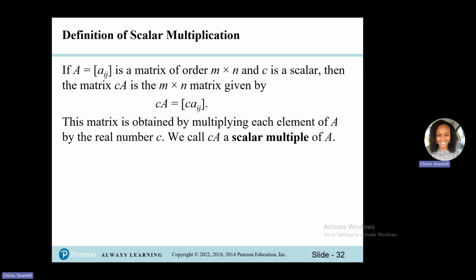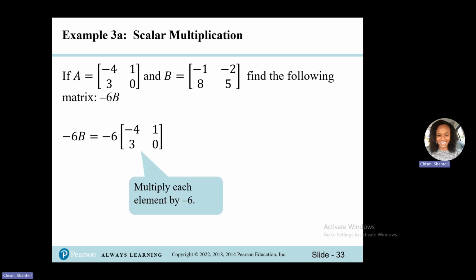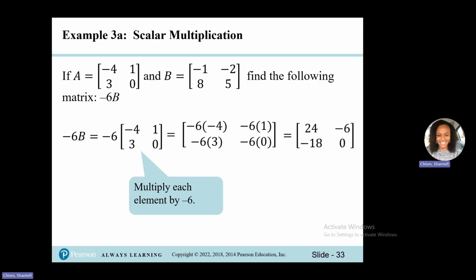Scalar multiplication, again, we looked at that. It's just where you're multiplying every element of the matrix by a constant. There you've got an example. Multiply each element by -6. There's your answer.